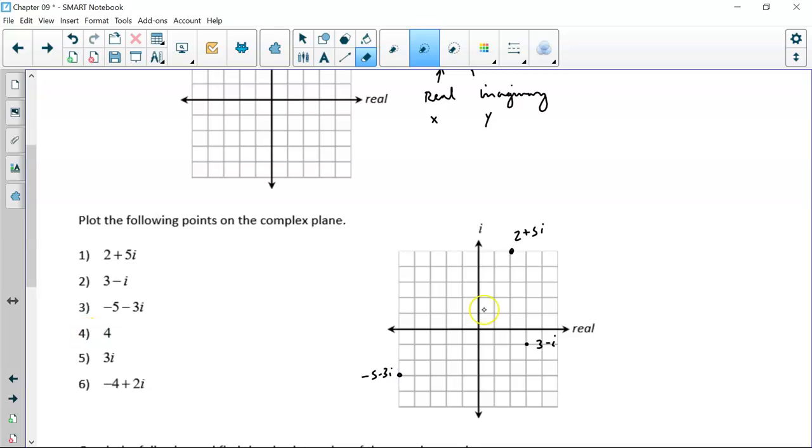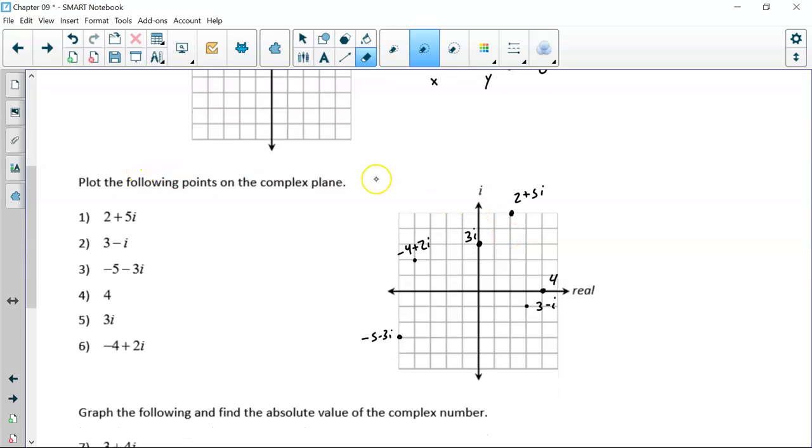For 4, there's only the real part, so we're just going to go over 4 in the real, and that's our answer. For 3i, we're going to go up 3 in the imaginary. And then for negative 4 plus 2i, we're going back 4 in the real, and then we're going up 2 in the imaginary. And there are our numbers plotted on that complex plane. Make sure when you graph these that you're labeling your points as well as I did. That way you know exactly where the points are located and which points you're graphing.